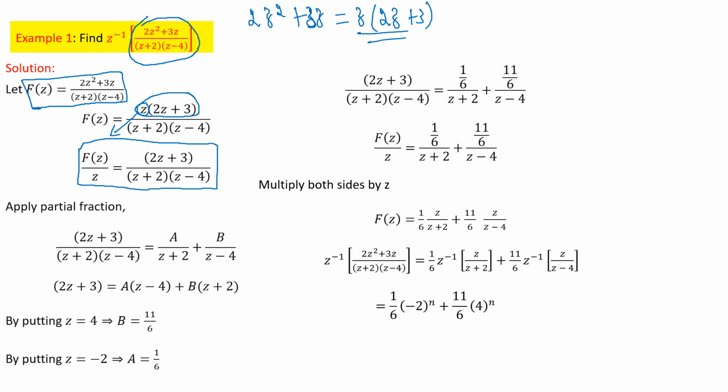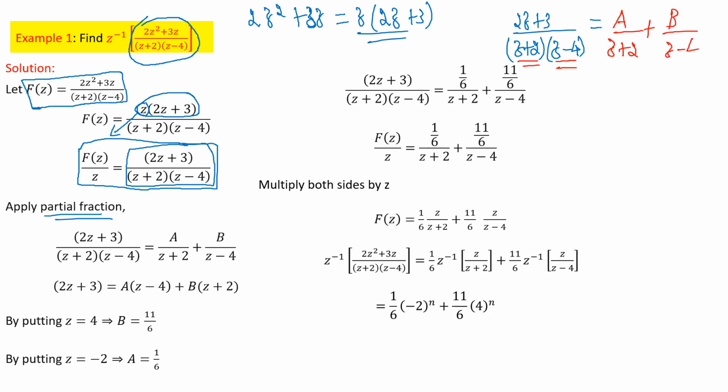Then step number 3, we are going to apply partial fraction. So how to apply partial fraction? We consider only this part. So we have 2z plus 3 upon z plus 2 times z minus 4. If you see the denominator, I have two linear factors, z plus 2 and z minus 4. So I can write A by z plus 2 plus B by z minus 4. Then we have 2z plus 3 equal to A times z minus 4 plus B times z plus 2. Now I am going to calculate the values of A and B.